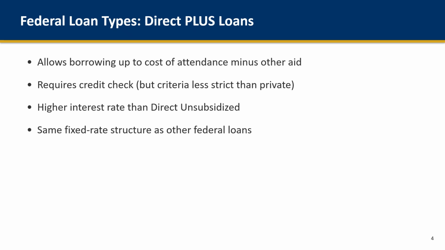Plus loans require a credit check, unlike direct unsubsidized loans. However, the credit criteria are less strict than private lenders require. You'll be denied only for adverse credit history, not for lack of credit or low credit scores. Even with adverse history, endorsers or appeal processes may help you qualify. The interest rate on Plus loans is higher than on direct unsubsidized loans. This rate premium reflects the additional risk associated with higher borrowing limits and credit requirements. The same fixed rate structure applies. Despite the higher rates, Plus loans are generally preferable to private loans due to federal protections, income-driven repayment access, and potential forgiveness eligibility.